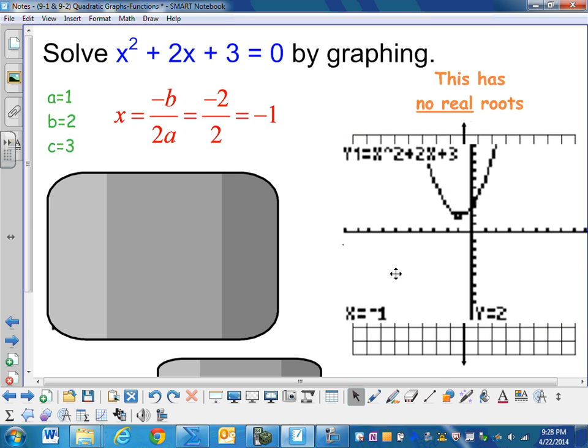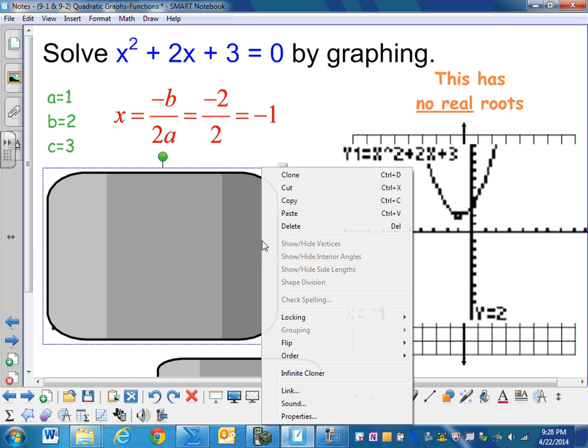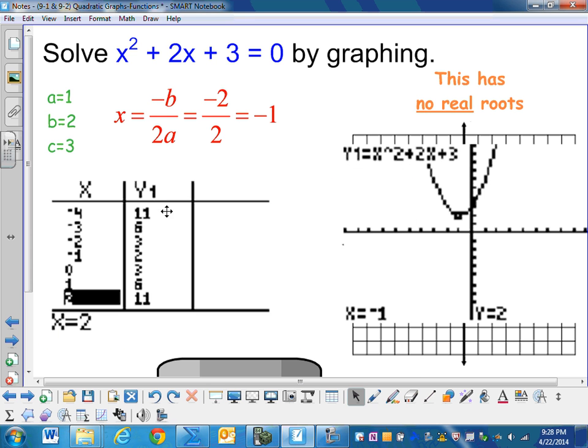When I graph that, I see my vertex is at (negative 1, 2), but it's not touching the x-axis. Let's look at that in the table. So my y values decrease, they hit 2, and then start increasing again. They never touch the x-axis. So this is an example of a quadratic equation that has no real roots.